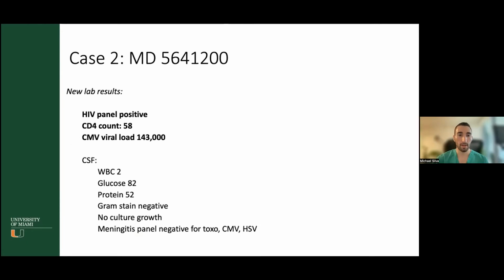All right, so we have some new lab results. The HIV panel is positive. You had alluded to that maybe being a possibility. CD4 count is low, and the CMV viral load in the blood was elevated. What do you think of the CSF there?